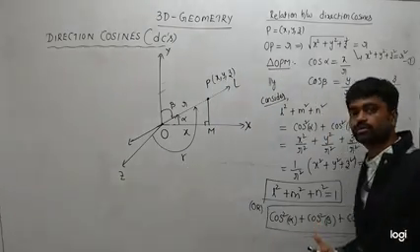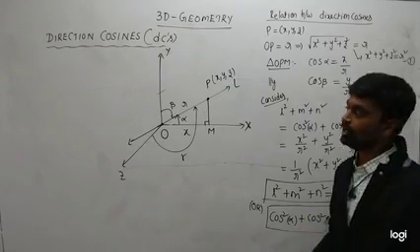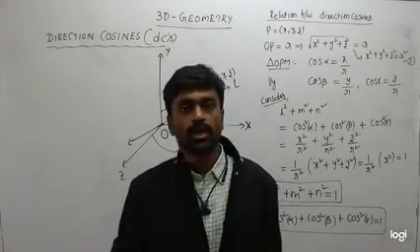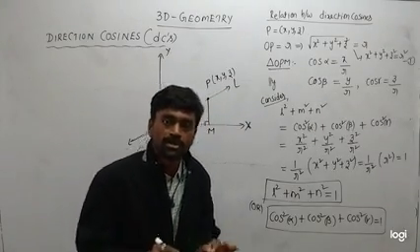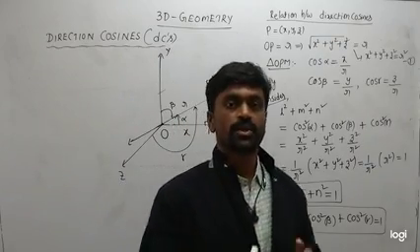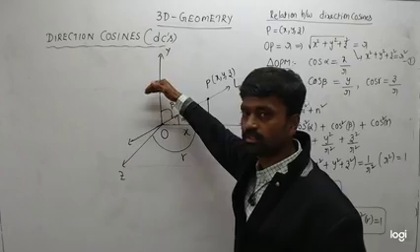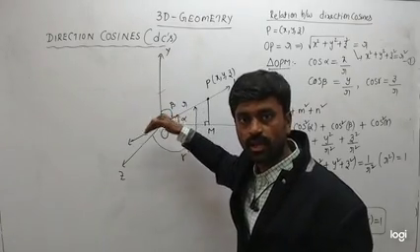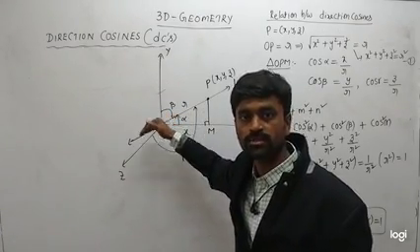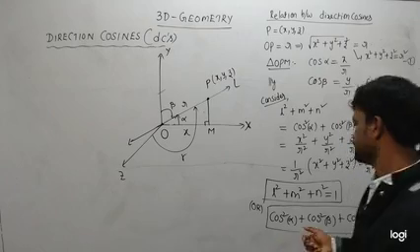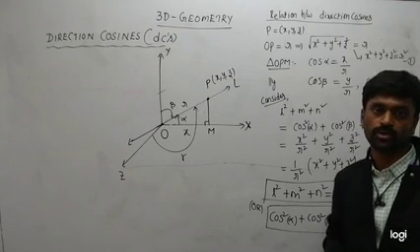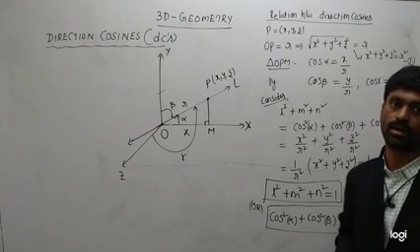Again, that value is also what? 1. If you take any direction of the line, the sum of the squares of the direction cosines of a given line is always equal to 1. Suppose the given line is not passing through origin, then you draw a line parallel to that line passing through origin. Then you will get this cos square alpha plus cos square beta plus cos square gamma.